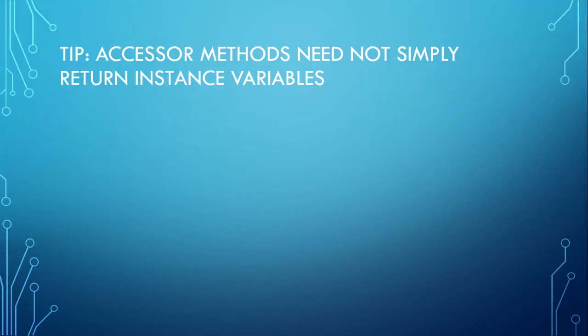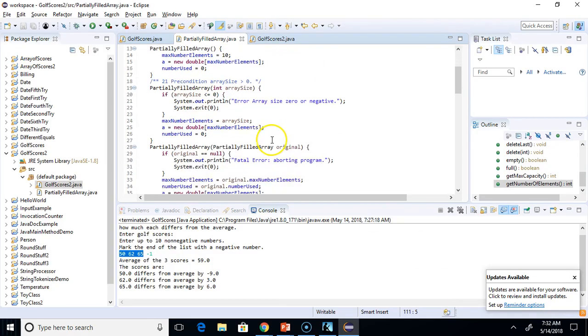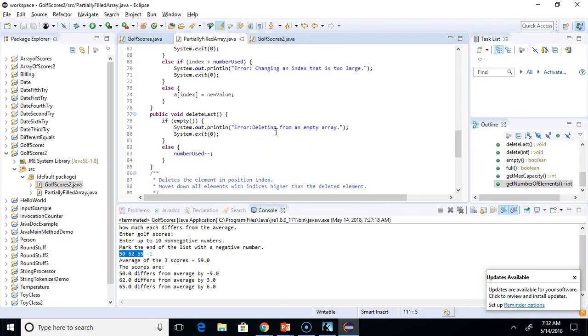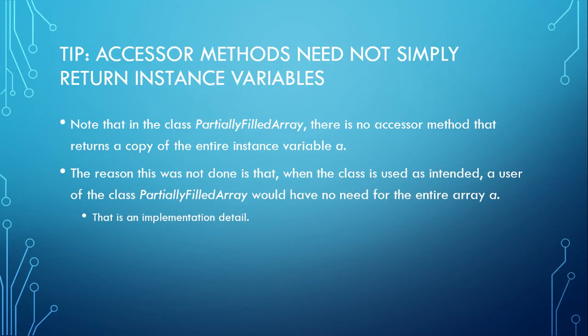Now here's a quick tip for you. Accessor methods need not simply return instance variables. Again, note that in the class PartiallyFilledArray, there is no accessor method that returns a copy of the entire instance variable a. There are no get methods for that. Not a single such get method exists in PartiallyFilledArray. The reason this was not done is that when the class is used as intended, a user of the class would have no need for the entire array a. This is an implementation detail. Remember, we're looking at just a partial fill, not a full fill, and so that's why we don't need to return all of a.